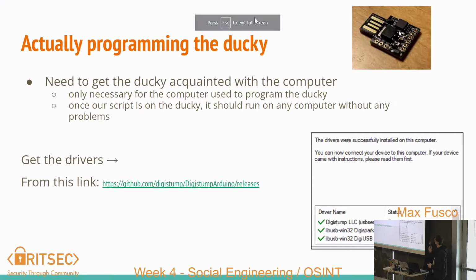Okay, actually programming our Ducky now. First step, let's start at the beginning. We're going to need to get our Ducky acquainted with the computer that we're going to use to program it. That's pretty simple. You just go to that GitHub link, Digistump, and you download 4 drivers or so. You install them on your computer, and then your computer is acquainted, and you'll be able to program it. It's important to note that you only need to do this for the computer you're going to program the Ducky with. Thankfully, it wouldn't be that useful if you also had to do that on the computer you're going to run it on. Once you get your script on there, it should just run on any computer, no problem.